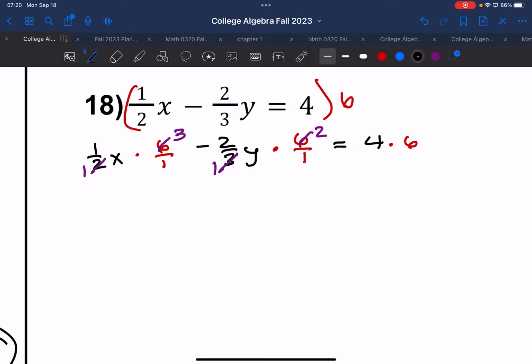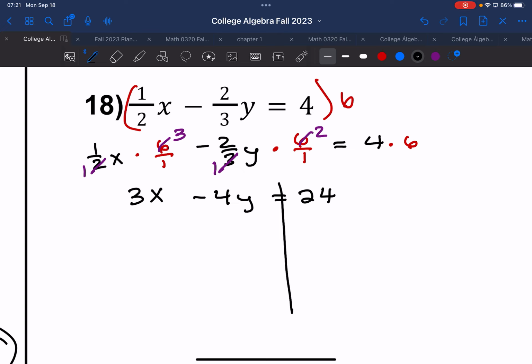So when we multiply across, it should be easier for us. So the first one, we have 1 times 3 over 1 times 1, which is just 3x. The second one, we have negative 2 times 2 over 1 times 1, which is negative 4y. And 4 times 6, 24. So now we have standard form without the fractions.